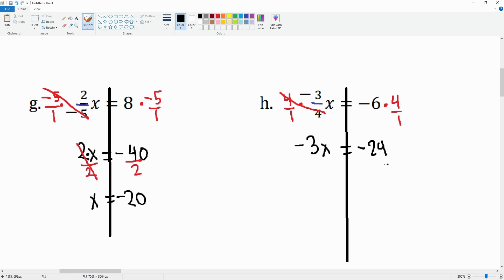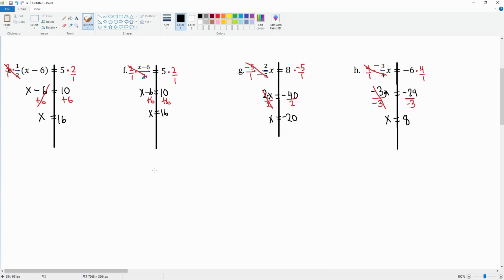Then we see there's a negative 3 in front of the x. So we want to divide by negative 3. Remember, it's attached via multiplication. So you want to divide by negative 3 on both sides. The negative 3 on top and the negative 3 on bottom on the left hand side cancel, leaving you with just an x equals, what's negative 24 divided by negative 3? That is a positive 8. Remember, a negative divided by negative is a positive. So there you go. That sums up the 4 bottom problems here.